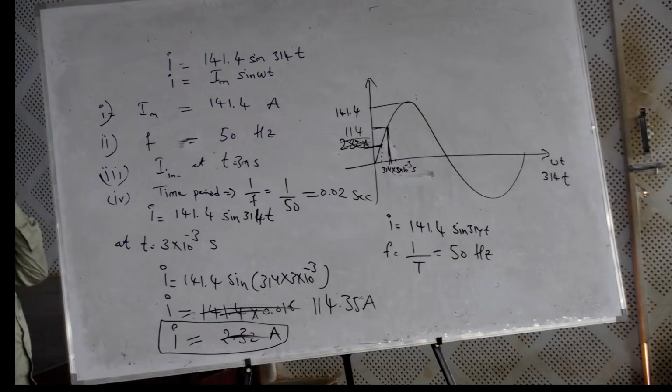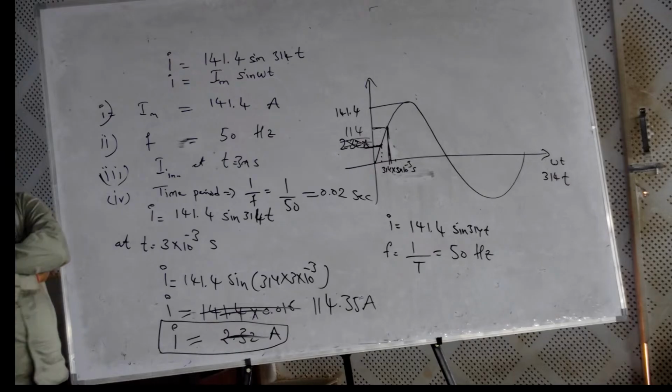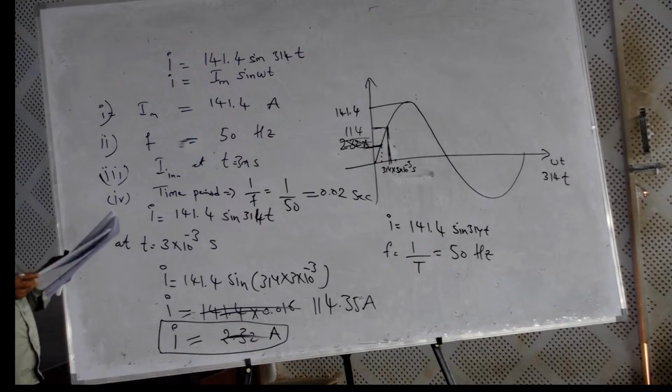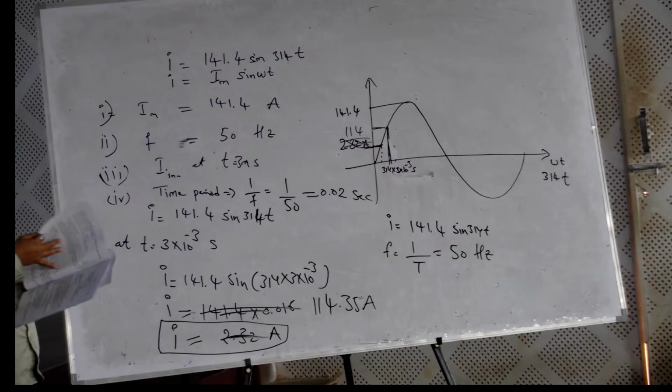Second one, you note down. An alternating voltage is having the equation V is equal to 167.8 sin 314t. Find the RMS voltage, frequency, and the instantaneous voltage when time is equal to 3.7 milliseconds.